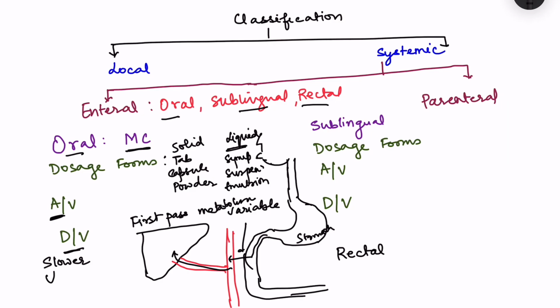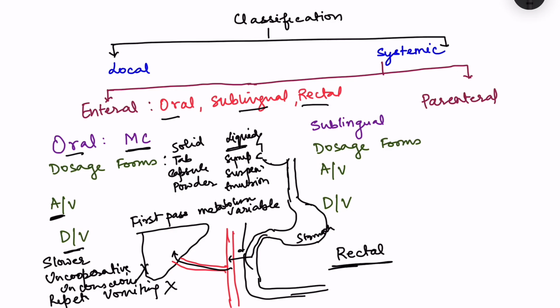Then it cannot be used in uncooperative and unconscious people. It also cannot be used if the person is having repeated vomiting or nausea, then also this route is not preferable. And some drugs may be destroyed in the GIT. For example, insulin. Insulin is a peptide, and our gastrointestinal tract has a lot of proteolytic enzymes which destroy these peptides. Okay. Second route of drug administration is rectal.